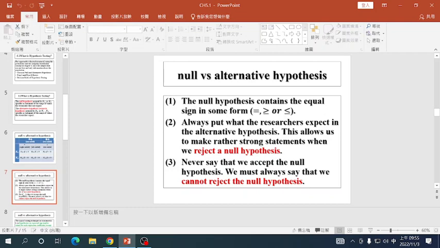Okay? And there's one thing I wanted to remind you: never say that we accept the null hypothesis. We must always say that we cannot reject the null hypothesis. So now I wanted to ask you, what's the difference between accept and cannot reject? Are they the same?